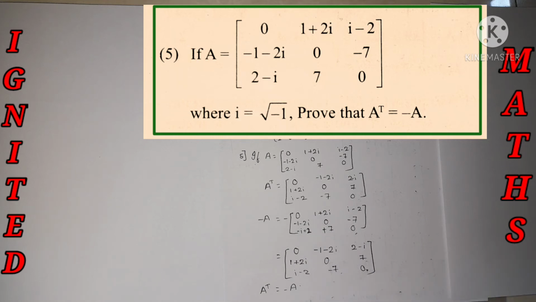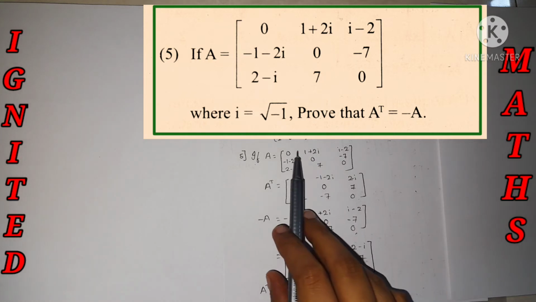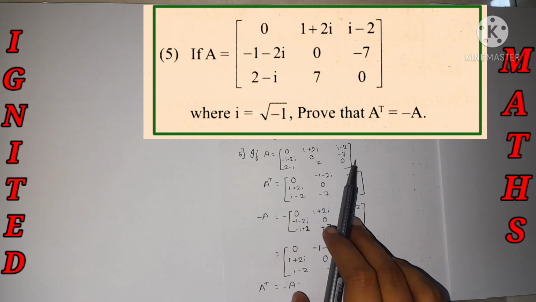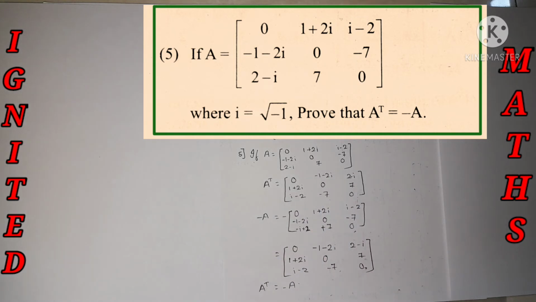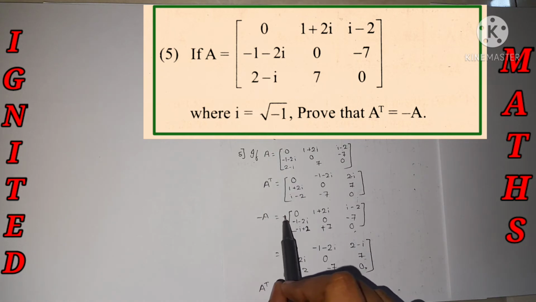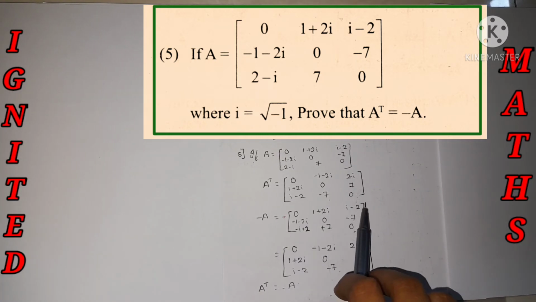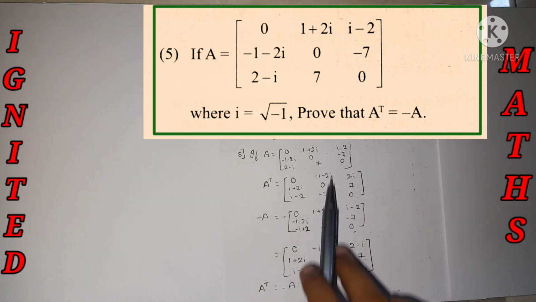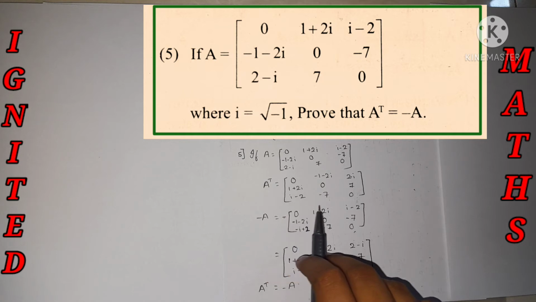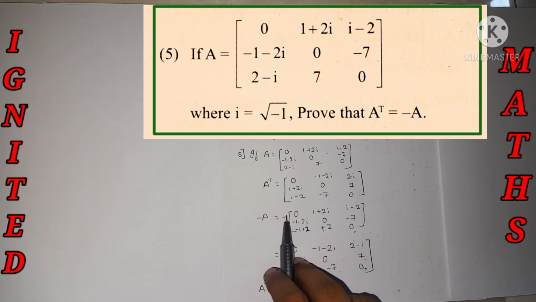According to the question, we need to find the value of A transpose. That is nothing but rows interchanged as columns and columns interchanged as rows. So the first row will be interchanged as my first column, the second row as my second column, and the third row as my third column. And what will be the value of minus A? Just put the minus by the A matrix. I have kept a minus sign, and the A matrix is written over here the same as before. So I need to put the minus sign on each and every value.